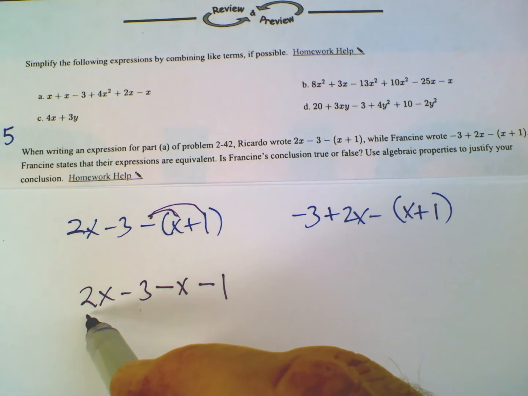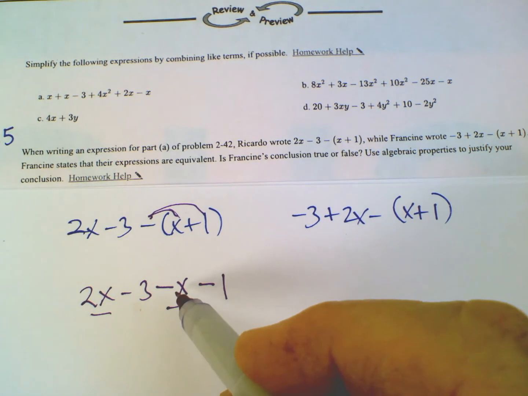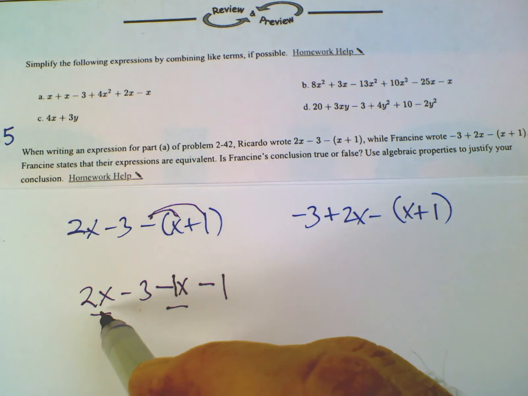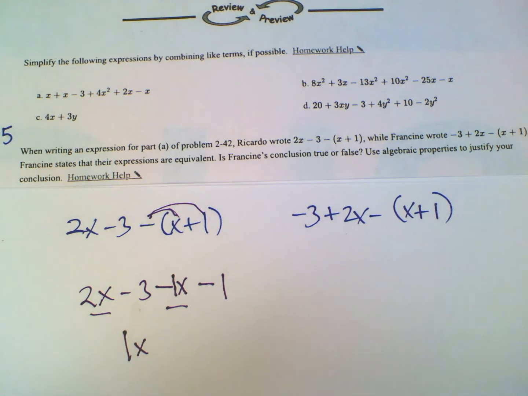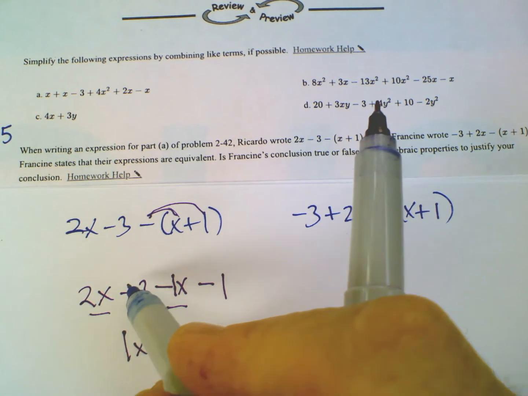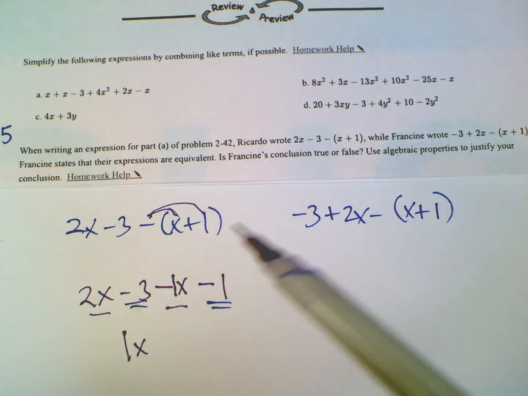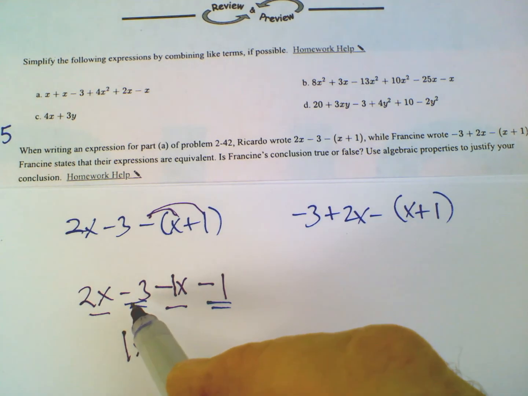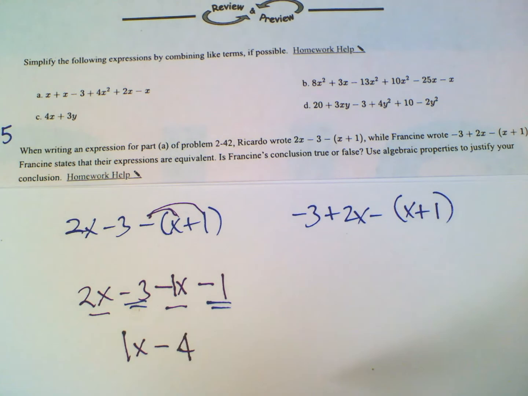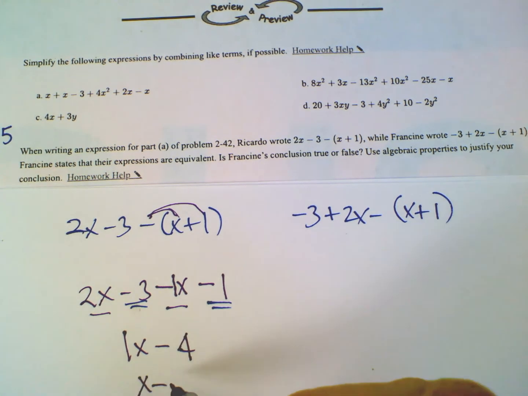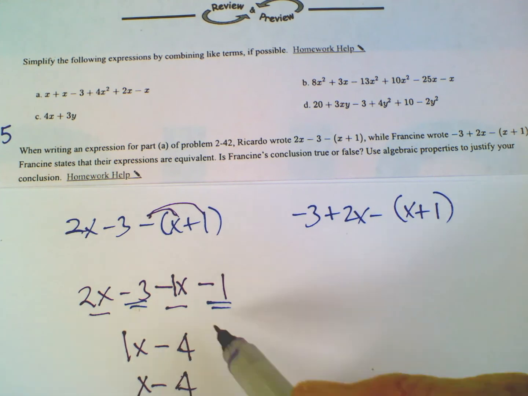I have my like terms here, a 2x and minus an x. And remember, when there's just an x with no number in front, it means a 1x. So 2x minus 1x is 1x. And then the other one would be the minus 3 and minus 1. A negative 3 and a negative 1 makes a negative 4. So I can just write it without the 1: x minus 4, right?